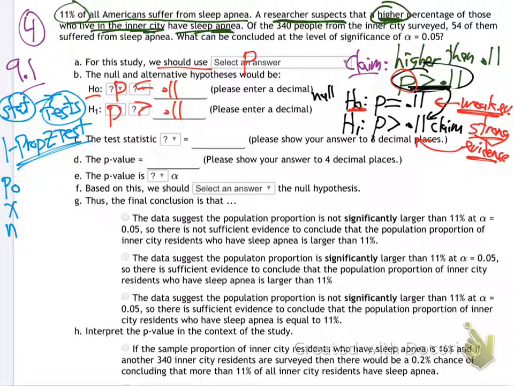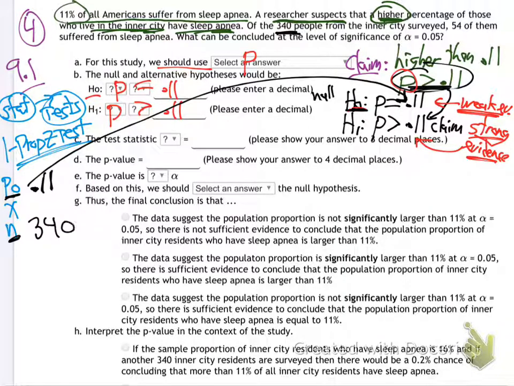So what are those? Well, the P0, that little 0 is supposed to make you think of the H0. So you're supposed to go right over there and just grab whatever number is next to the H0, 0.11. That's always what you do with the P sub 0. And then the X, what is the X? Well, let's do the N first. The N is always the total number. What's the total number of people in this problem? 340 people, right? 340 people were surveyed.